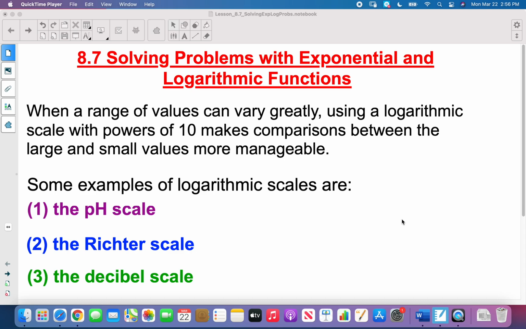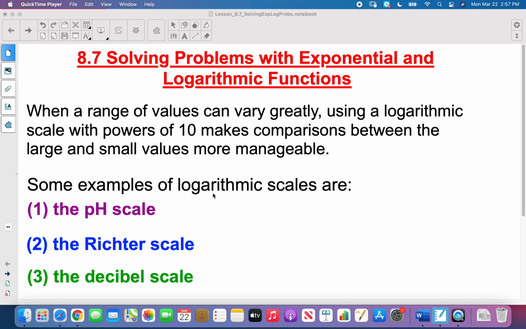8.7 Solving problems with exponential and logarithmic functions. When we have a range of values that vary greatly, we can use a logarithmic scale with powers of 10, and it helps us make comparisons between large and small values.